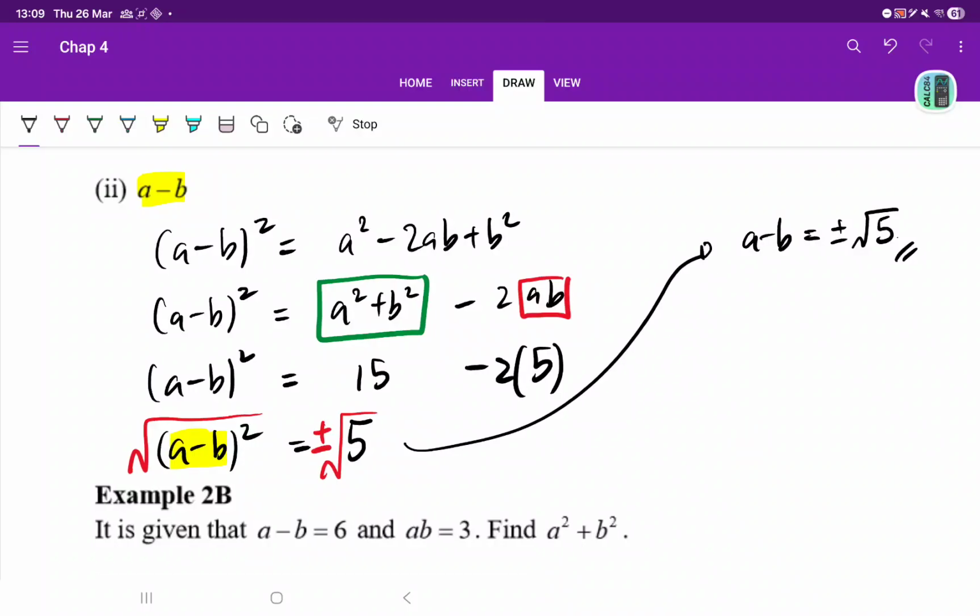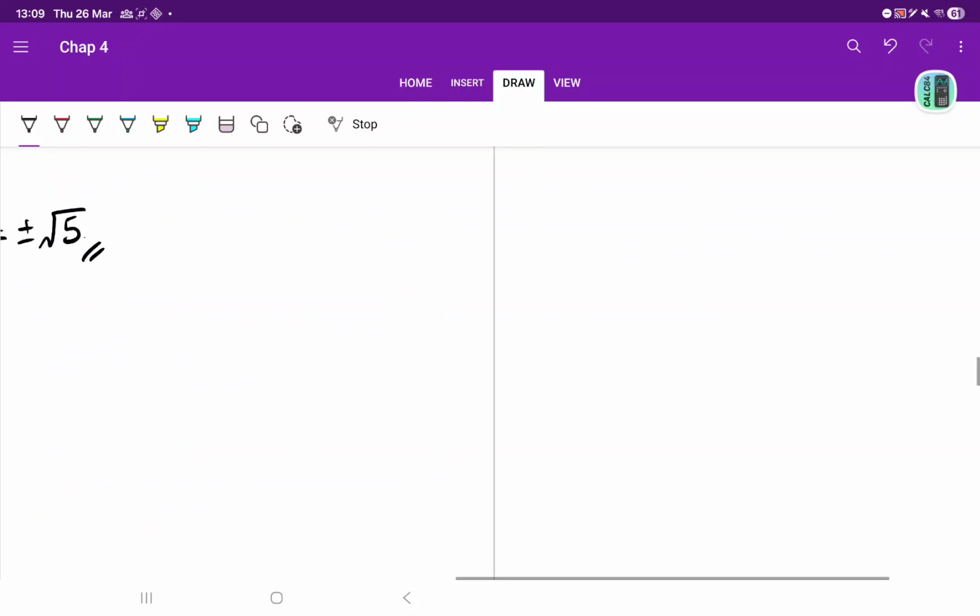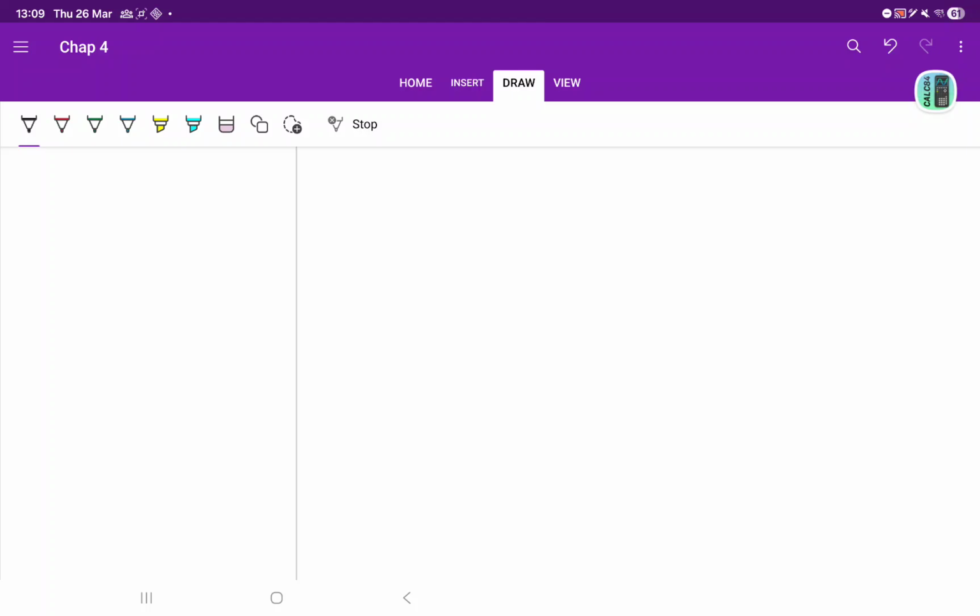Yes. Why is it plus minus? Okay, let me ask you this question, okay? 4. Okay, how to get 4? Is it true that 4 is 2 square? Is it also true that 4 is minus 2 square?